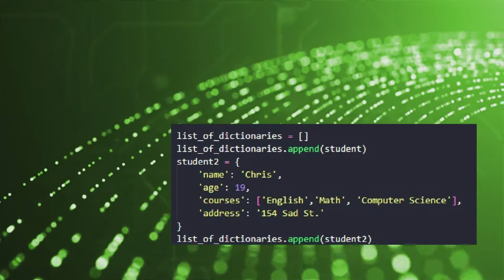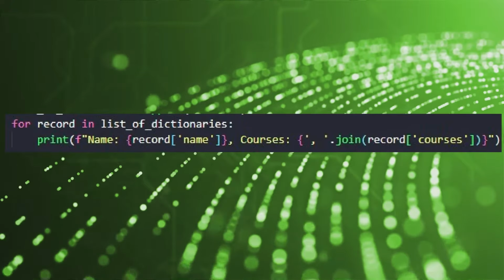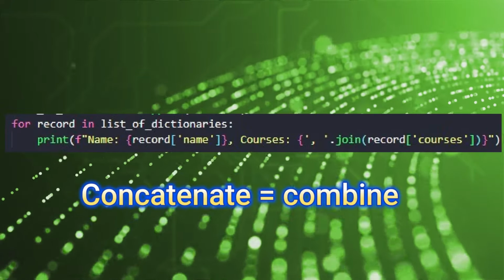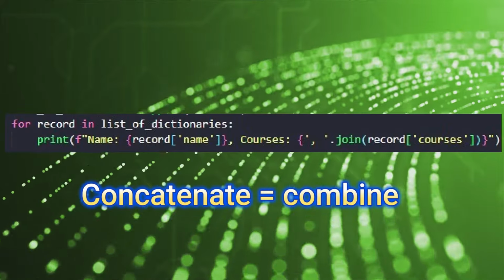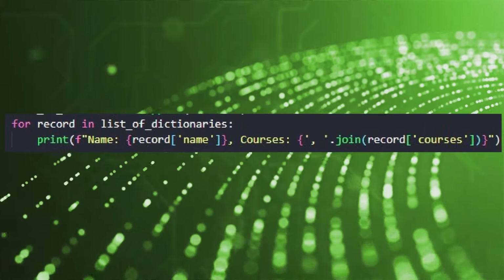Now, for another bonus, the .join function can be used to concatenate the list of courses so that we can print out the name of each student and then the list of their courses. Just like this.